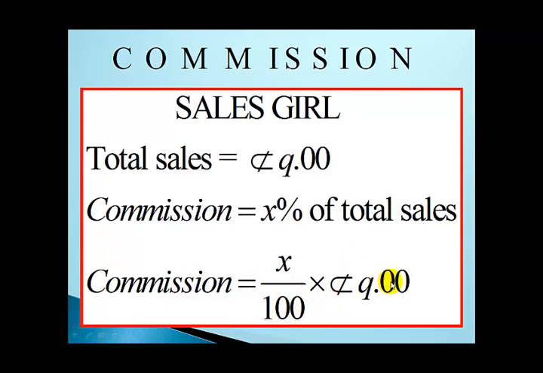I'll go over it again. We are looking at commissions, and we are considering a sales girl. Now the total sales made by the sales girl equals Q cedis. If the commission the girl is given is X% of the total sales, then if you want to find the commission, you divide X by 100, then you multiply by the total sales. So we have X divided by 100 times Q cedis.